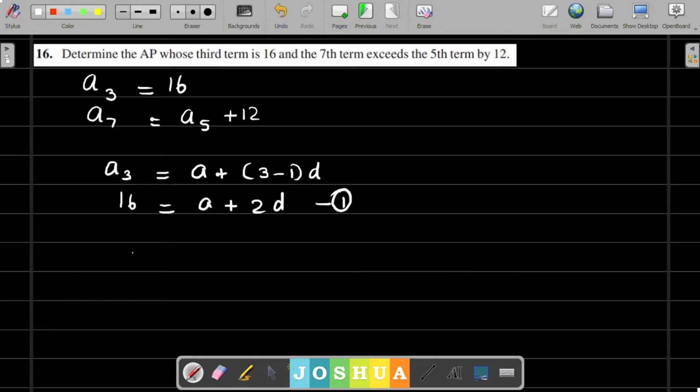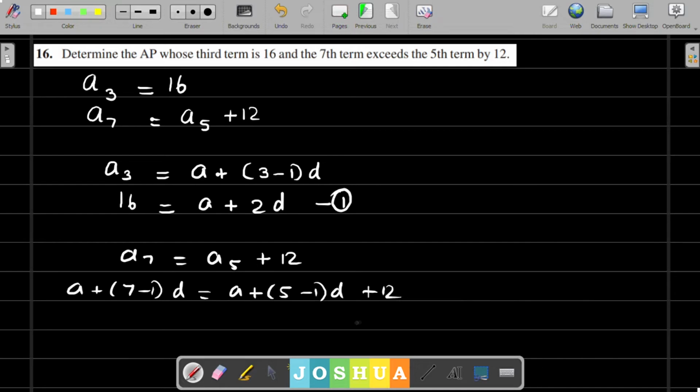Now I am coming to the next one, that is A7. So A7 is equal to A5 plus 12. What is the A7? A plus (7 minus 1) times D. And what is the value of A5? A plus (5 minus 1) times D, plus 12. Okay, so now we simplify here. A plus 6D, that is equal to A plus 4D, again plus 12.